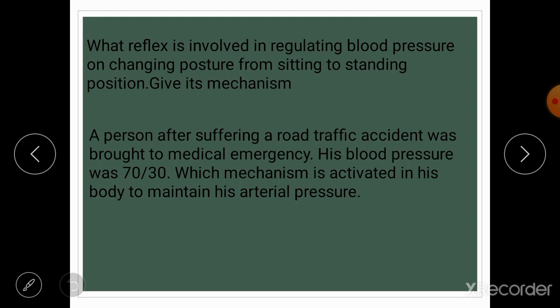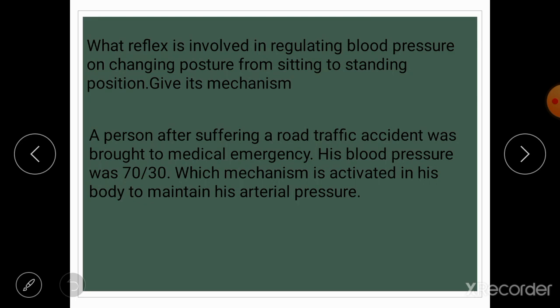The second question we have is, a person after suffering a road traffic accident was brought to a medical emergency. His blood pressure was 70 by 30 millimeter mercury. Which mechanism is activated in his body to maintain his arterial pressure? So now we know that there is going to be one of the mechanisms which we recently studied which is involved in maintaining his blood pressure. But which mechanism would be involved?